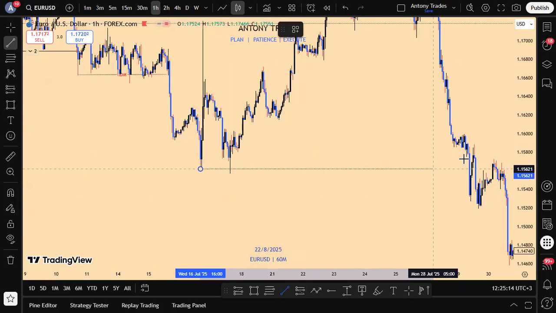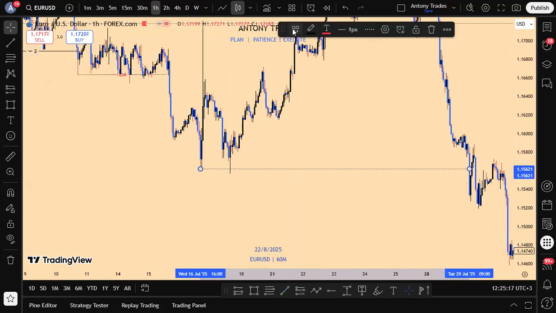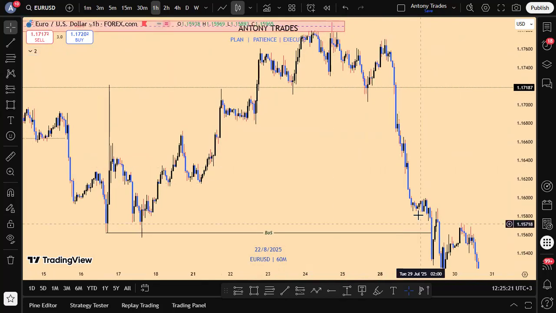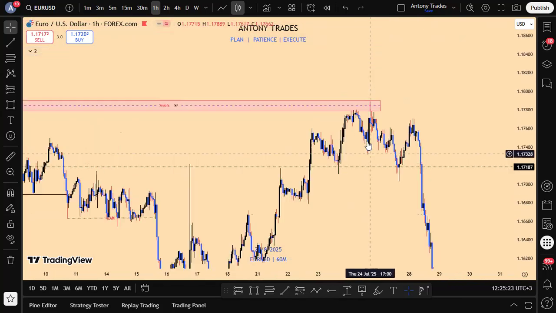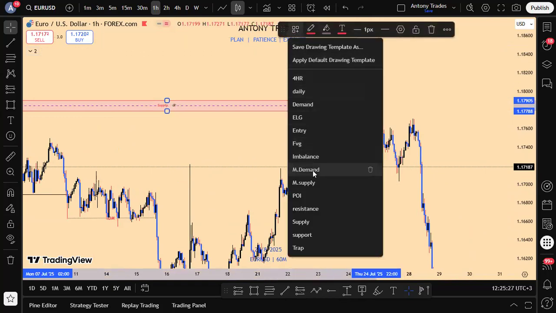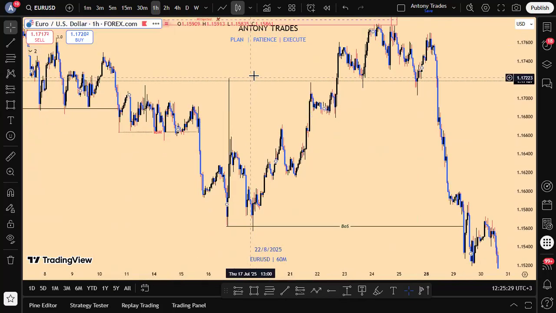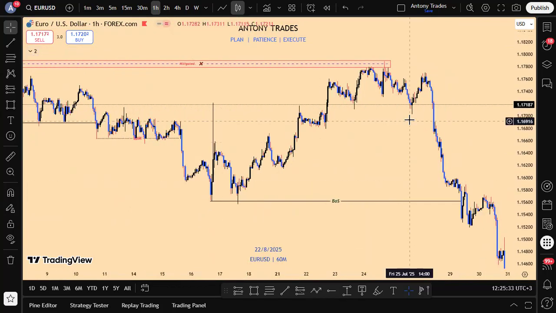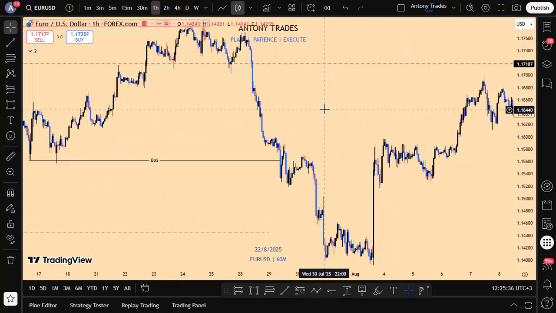Now here, this is where we have another break of structure. Now this one can change and say this one has been mitigated very clearly. Now, what do we have here?